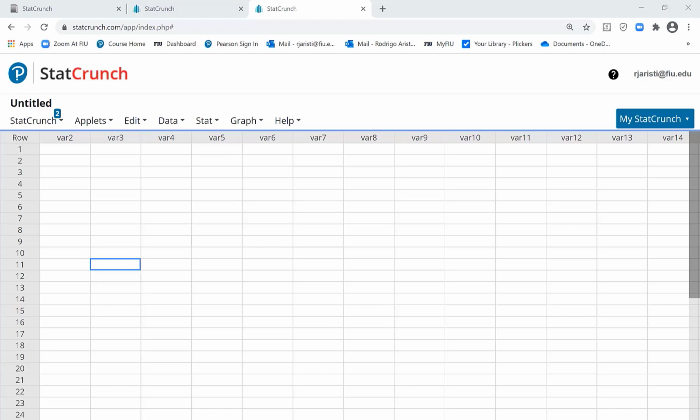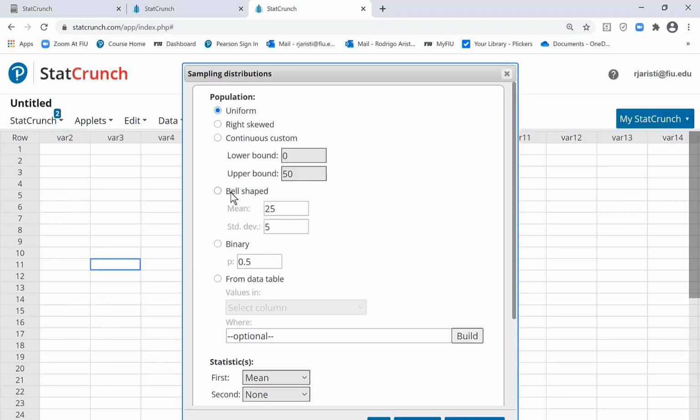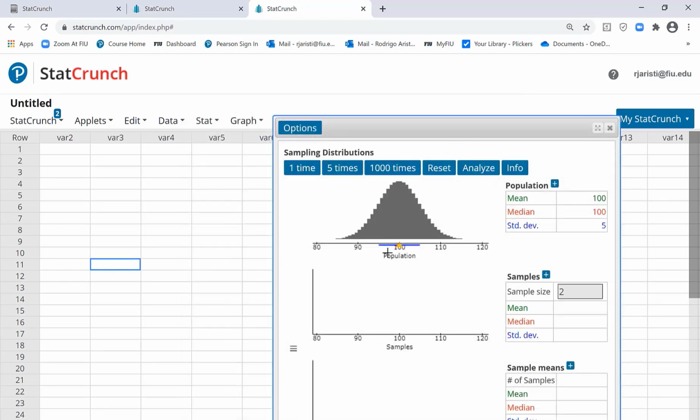I encourage you to use applets in StatCrunch to understand the most important concepts in statistics. Let's go to sampling distribution, and here let's use a population that has a bell shape, where the mean of this population is 100 and the standard deviation is 5. When we click compute, we will obtain the distribution of this population, which is bell-shaped. The mean is 100 and the standard deviation is 5.